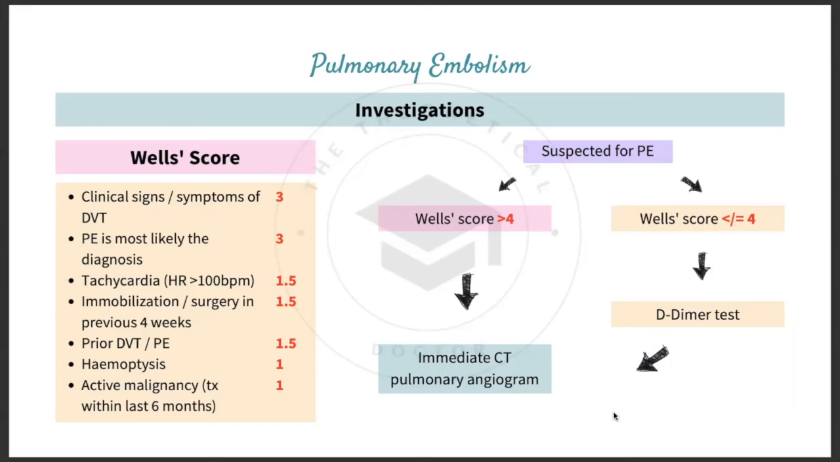So after you've calculated the Wells score, if it's more than 4, you need to do an immediate CT pulmonary angiogram. You basically want to see where it is actually being occluded in the lungs. And if it's less than or equal to 4, you do a D-dimers test. And if the D-dimers test is positive, then you do an immediate CT pulmonary angiogram. If it's not positive, then it's less likely a pulmonary embolism.